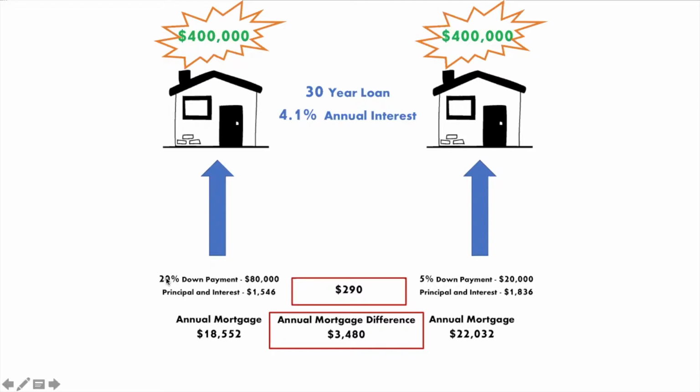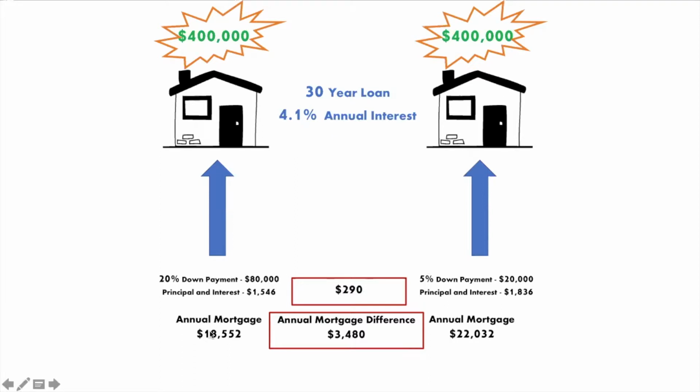One, because it's at that 20% down, so you don't need it, but also because it's factored by your credit score and other individual things where we don't want to assume it in this situation. So like I said, your monthly interest and mortgage payment is going to be $1,546 for the 20% down, and it's going to be $1,836 for the 5% down. Now that's a $290 difference between putting your 5% down and 20% down.